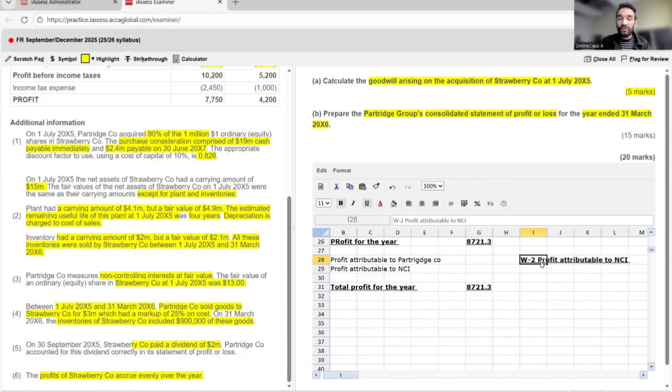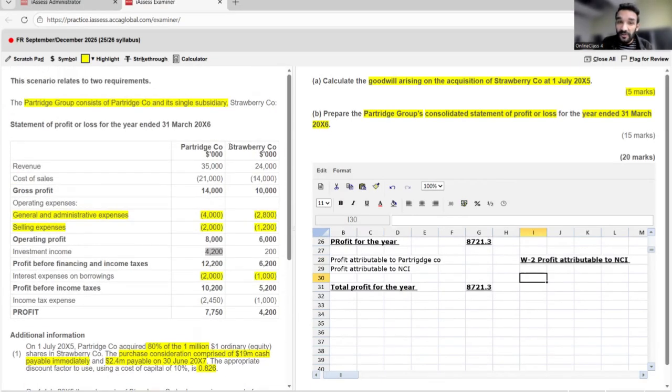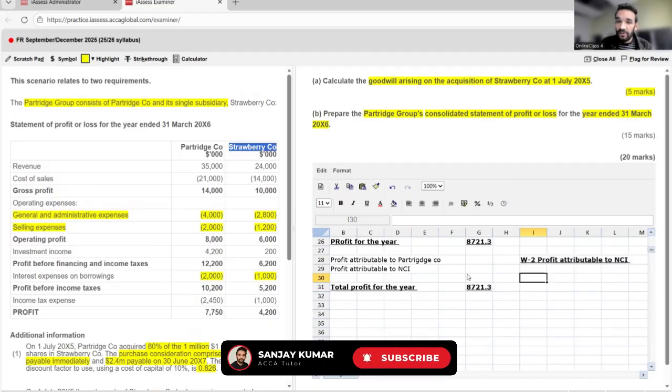It's up to you. You can choose any method, but the method I'm choosing, I always tell my students that you need to do a proper working. What will be the working? Start, because NCI will be getting a profit share from the subsidiary profits, right? So first of all, write down the subsidiary profits, Strawberry Co profits.